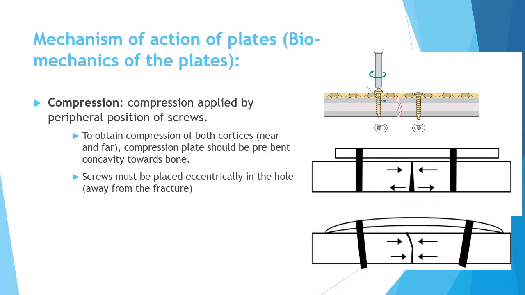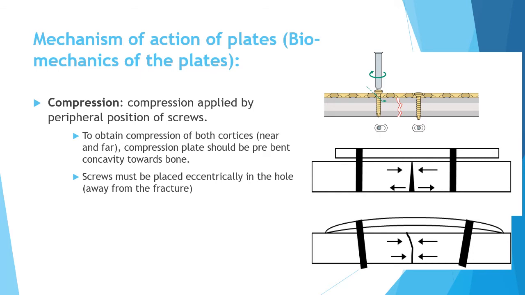Another important aspect is in order for you to obtain compression across the near and far cortex, the plate has to be pre-bent in a way that the concavity is towards the bone. So if you don't pre-bend the plate and you obtain a compression, the compression will be applied on the near cortex with some distraction at the level of the far cortex. For you to obtain compression on both sides, pre-bending is done. Pre-bending should be done in a way that the concavity, as you see here, is towards the bone, and then with tightening you will be able to obtain compression on both the near cortex and the far cortex. Of course, with further tightening of this, the plate, this pre-bent part, will be more forming towards the bone.